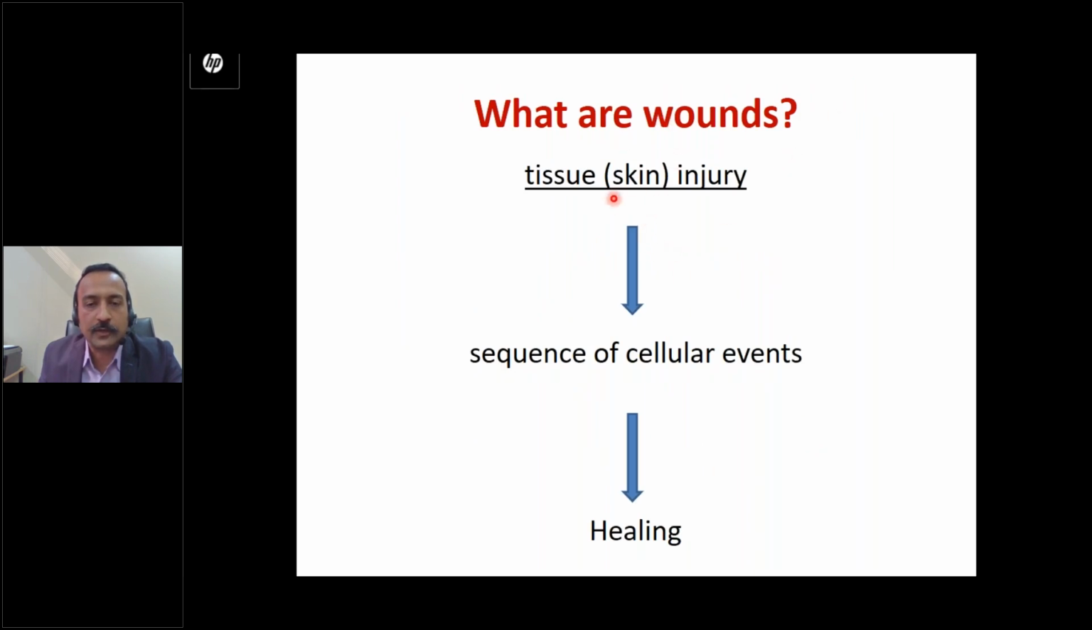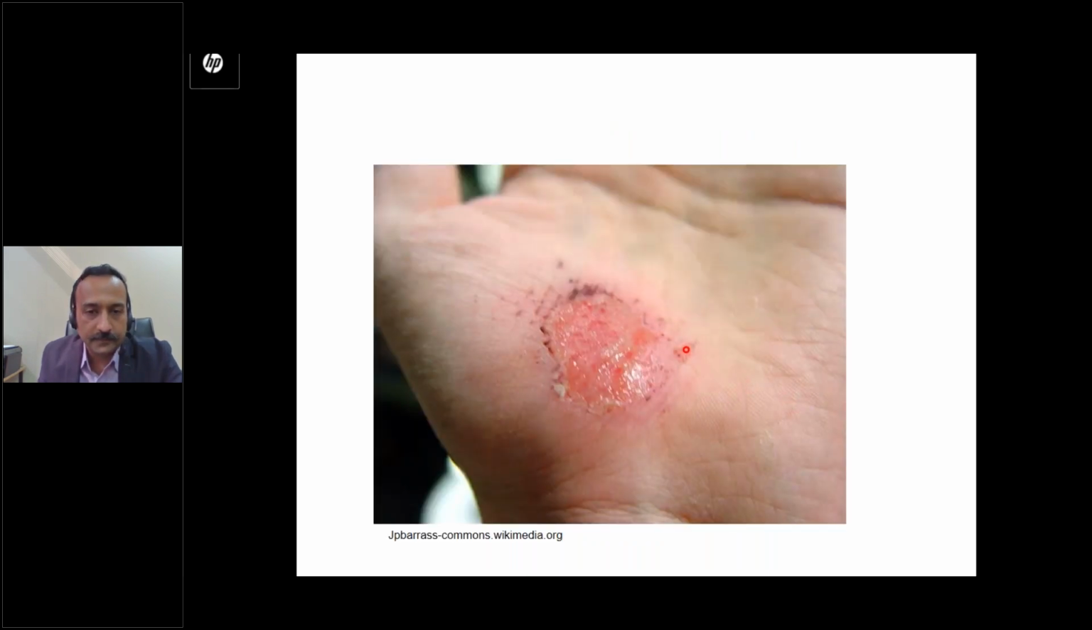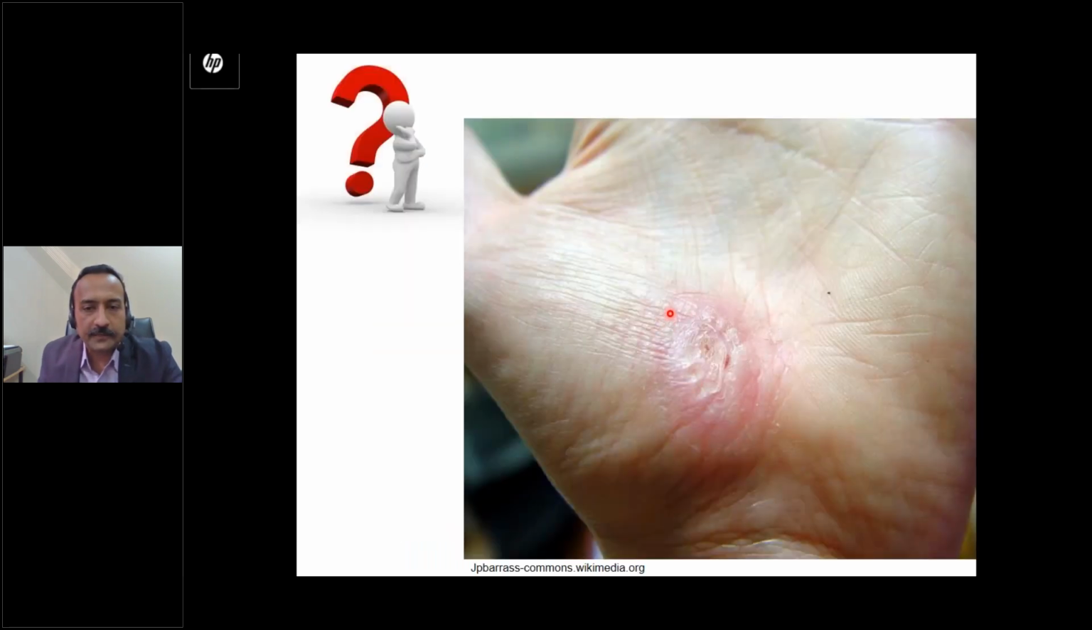So what are wounds? Today we are focusing only on skin injury, these external wounds that we see on the skin. Once there is an injury, a break, it initiates a sequence of cellular events and ultimately causes healing like this. This is an abrasion. Sometimes you get this when you fall on the road and there is friction and a thin layer of skin is lost. Once you treat, over a few days it will heal. This is the healed one after 21 days.